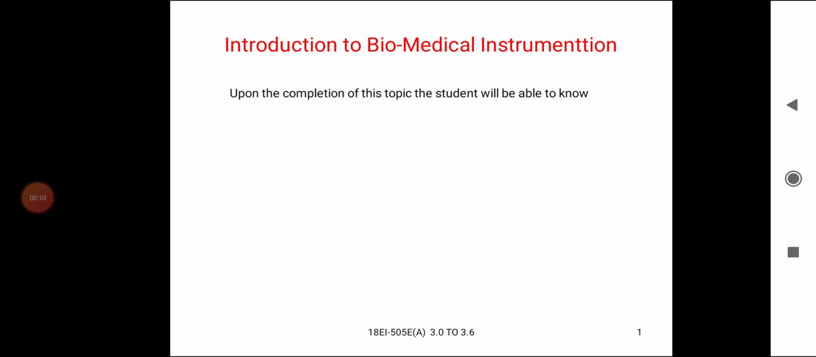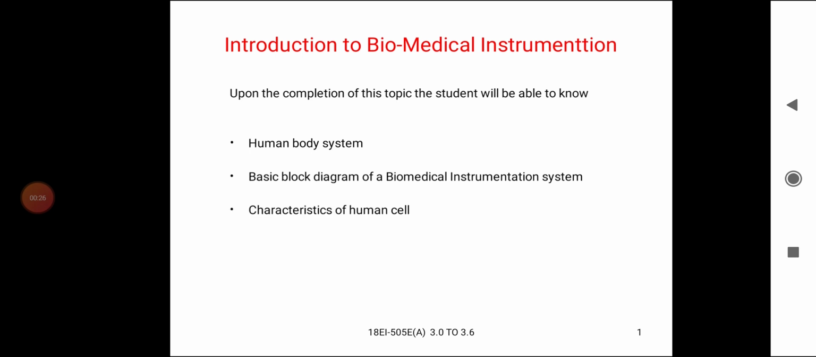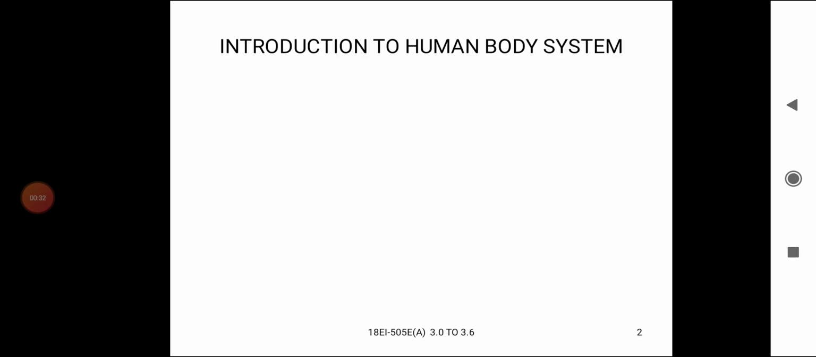Introduction to biomedical instrumentation. Upon the completion of the topic, the student will be able to know the human body system, the basic block diagram of a biomedical instrumentation system, and the characteristics of the human cell. Introduction to human body system.